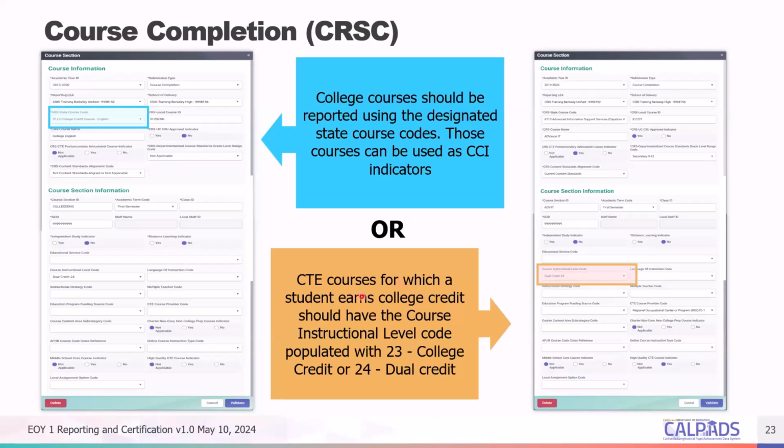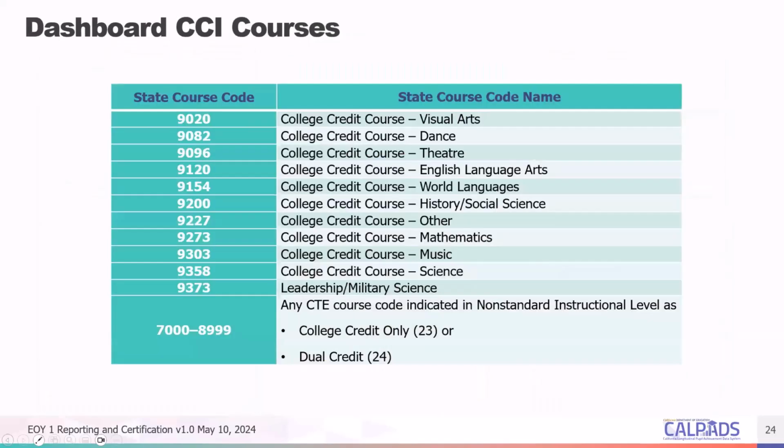If you're reporting a course which is both CTE and college credit, you would report the state course code for the CTE course. And then you would populate the course instructional level code again with either 23 if it's college credit only, or 24 for dual credit. So that is how you report courses which are both CTE and college level, as well as your standard college level courses and college courses for which there are no state course codes. So that is a pretty helpful slide.